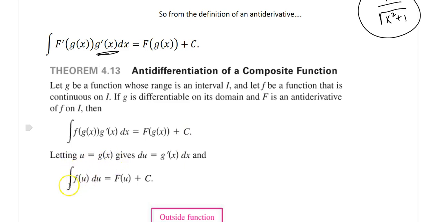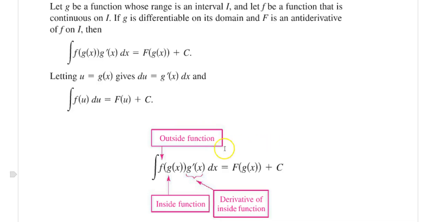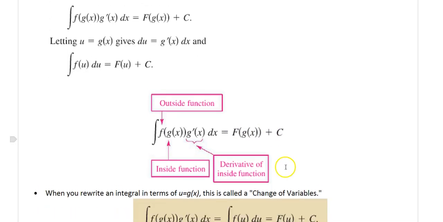Or, if you want to think of it this way, the integral of f of u du is equal to capital F of u plus c. Now du here is going to be g prime of x times dx. So we've got our outside function and our inside function, and in order to integrate, we have to have the derivative of the inside function in place. Notice that there's no u prime out here. U prime only exists inside the integral before it's taken.